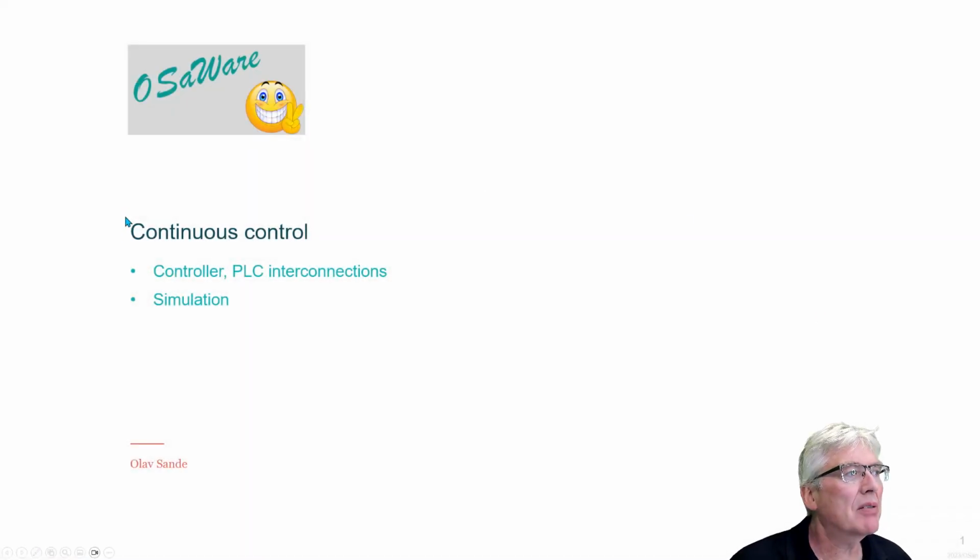So here's another simulation exercise. In our system, we have a tank that we can control the tank level. But now we are going to look a little at what is called continuous control, and basically we are going to use a PID controller. So let's look a little at the background here: continuous control, the controller-PLC interconnection, and how to simulate this.